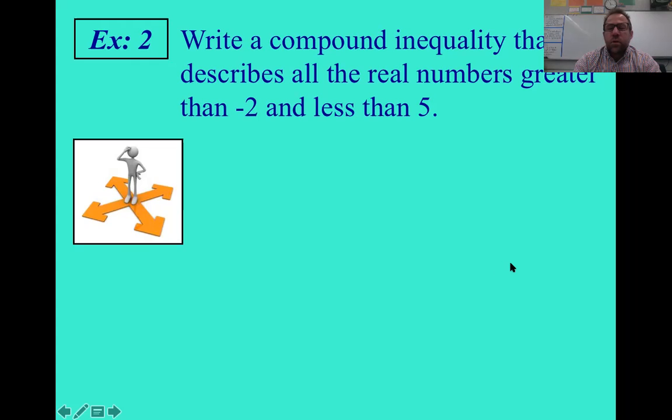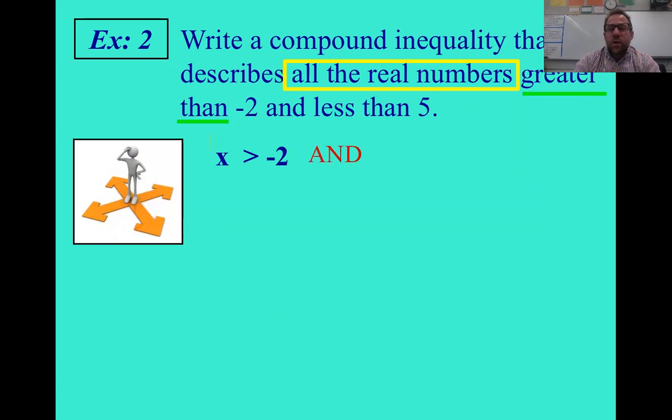Okay, so keyword, all the real numbers. So that means we're using a variable, x. And we want x to be greater than -2. And, okay, so keyword and, we want x to be less than 5. So x is less than 5. So we're going to take this small inequality and we're going to join it with this one.